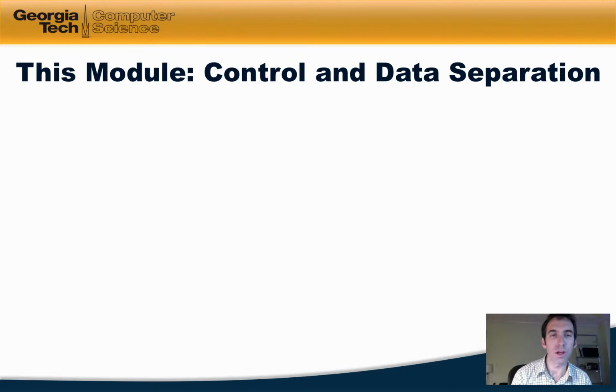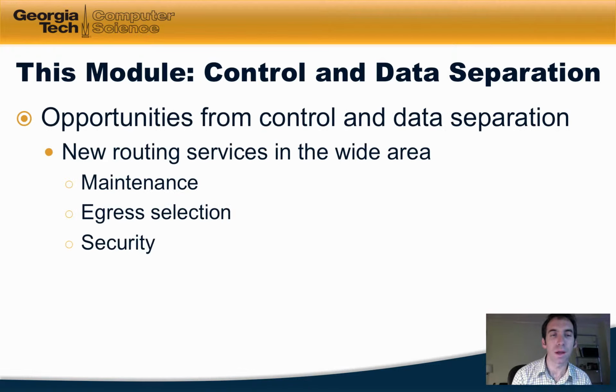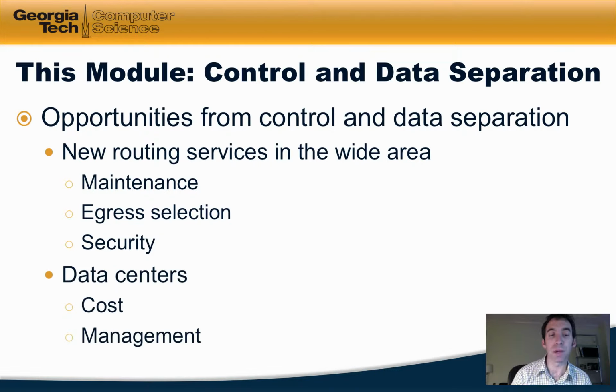We're continuing our discussion of the benefits of control and data plane separation. And in this lesson we'll talk about the opportunities from control and data plane separation in terms of two examples. One is new routing services in the wide area in terms of maintenance, egress selection, and security. And the second is benefits in data center networks in terms of cost and management.